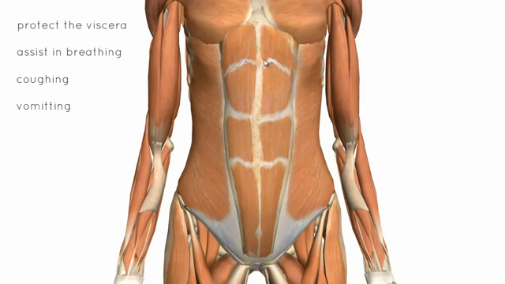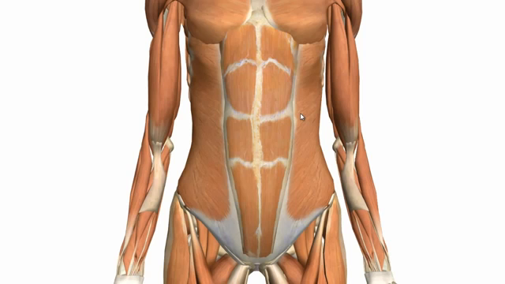Another function is to assist in defecation, urination and giving birth, and these are assisted by increasing the intra-abdominal pressure. So the pressure inside the abdominal cavity is increased by contraction of these muscles, and this can help force things out of the body, like urine, feces and babies.